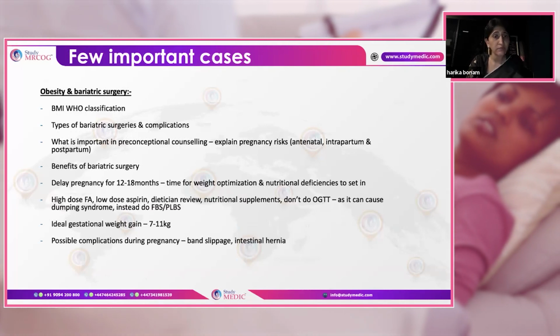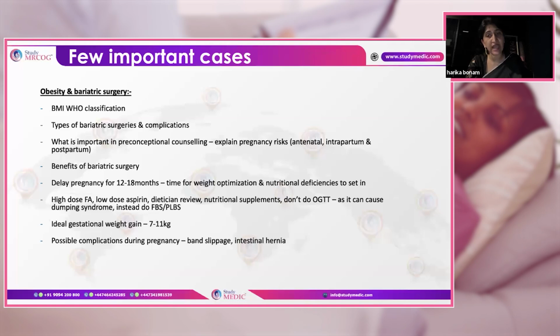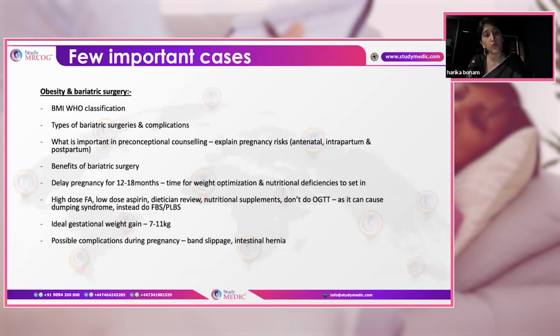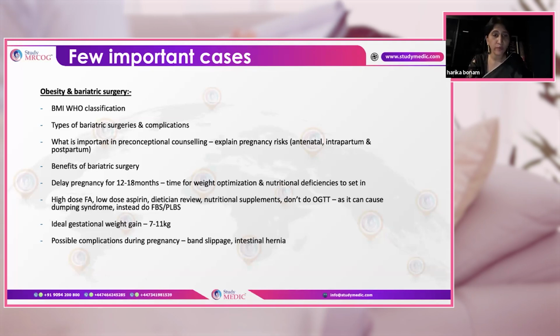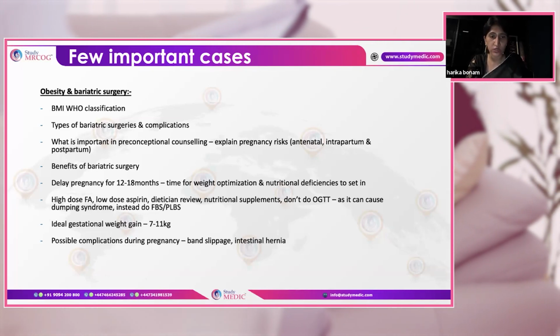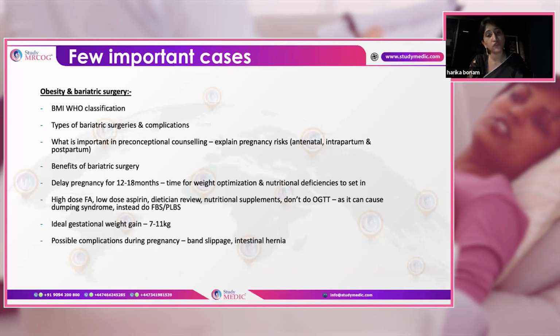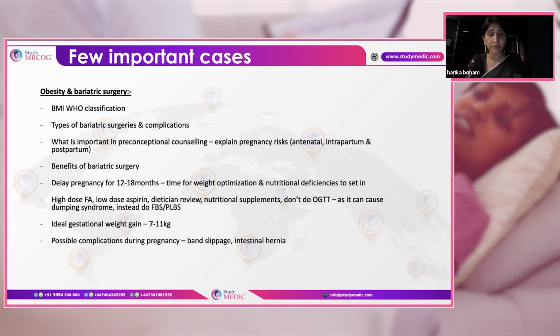And then what is important is preconceptional counseling. Explain the pregnancy risks, antenatal risk, intrapartum risk, and the postpartum risk, and the benefits of the bariatric surgery, delay of the pregnancy for 12 to 18 months, which I already told before. And then high dose of folic acid in the pregnancy, low dose aspirin, dietitian referral, and nutritional supplements.